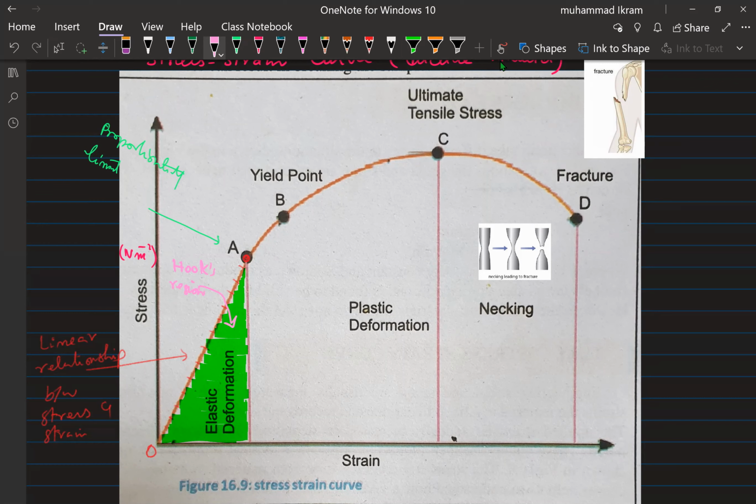The stress-strain curve varies from material to material, but from O to A, this ratio will always remain constant, though different for different materials. Then beyond A to B, till the yield point, which is also called the elastic limit.